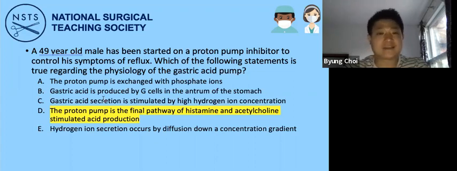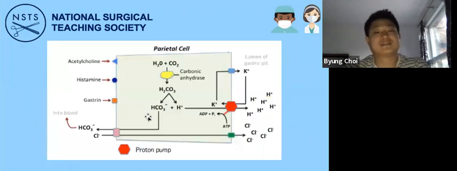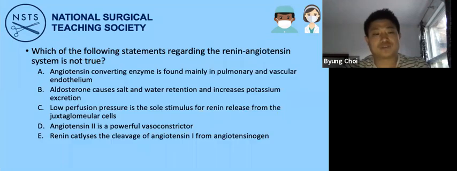Again, we've just seen from the diagram, it's parietal cells that produce gastric acid, not G cells. That can be a bit misleading, because a lot of these cells, D cells, I cells, G cells, can be a bit of a misnomer with gastric acid. Gastrin is the hormone produced by G cells. And then a proton pump is exchanged with phosphate ions. From this diagram, we know that's not true, because it's exchanged for potassium ions. So we will move on to the next question.